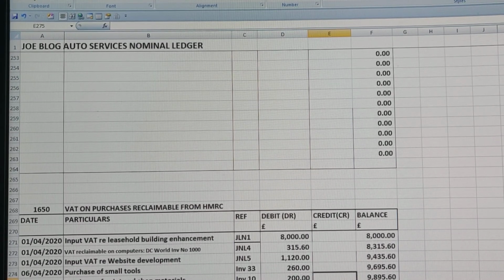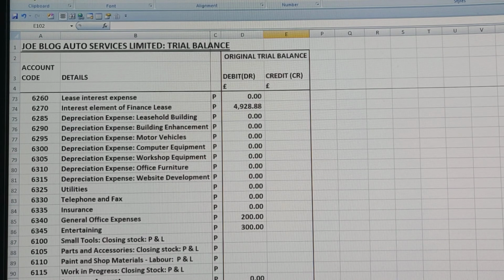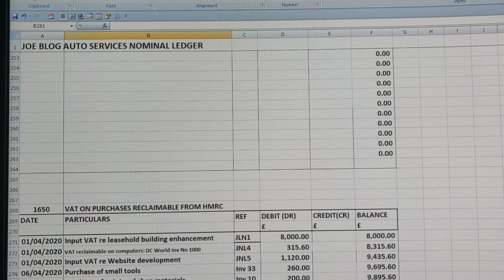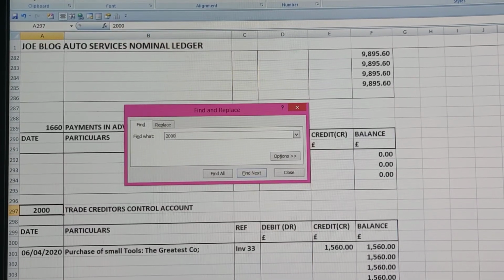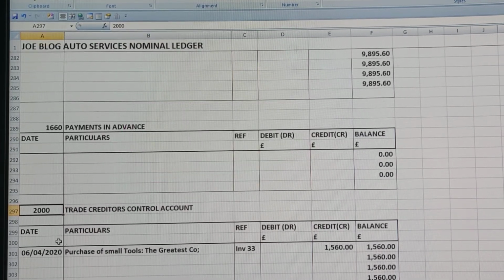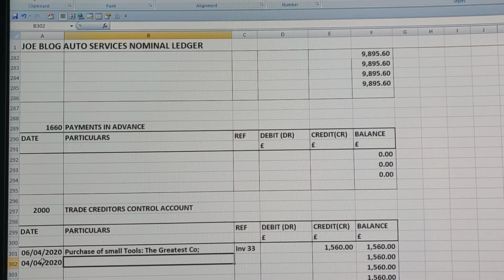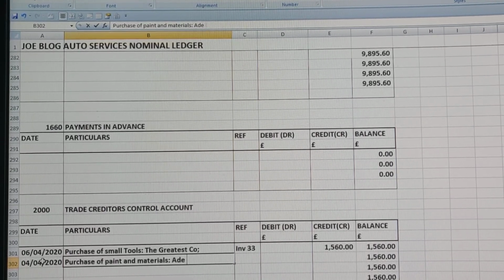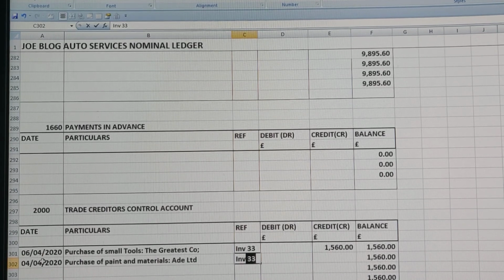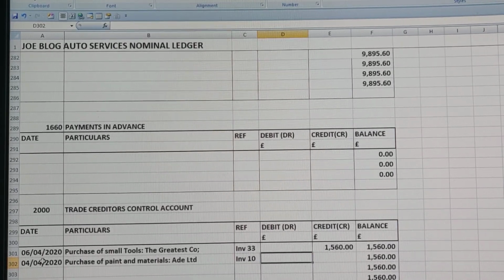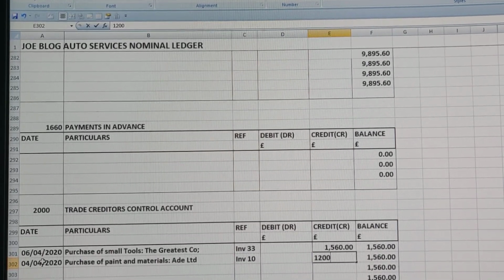Right, okay. Now, what does our ETB say? It says we are out of balance by £1,200 because we have not credited the control account. So that's the trade creditors control account. 04/2020, purchase of paint and materials, Ade Limited, invoice 10, and it's the total amount £1,200.